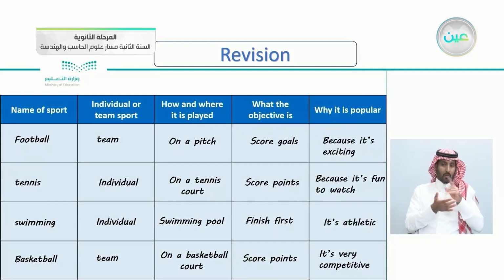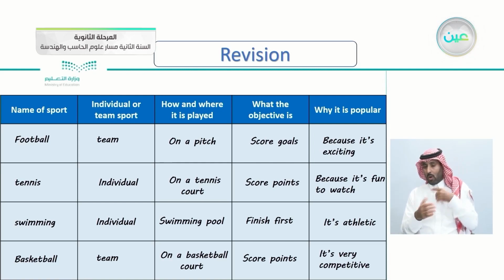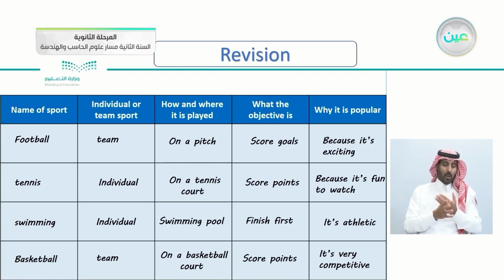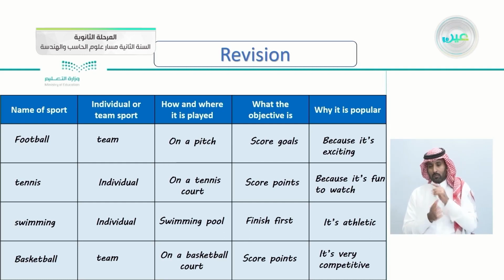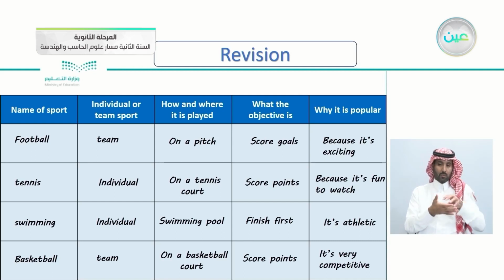This is the chart. Of course, if you remember, we did it in the previous lesson. The name of the sport, is it individual or team sport? Some of them are both, just like tennis and maybe swimming. How and where it is played, what's the objective, and why is it popular? Of course, we've answered all of these, and you can put your own answer. Of course, it doesn't have to be my answer. You can choose whatever sport you want and fill the chart yourself.